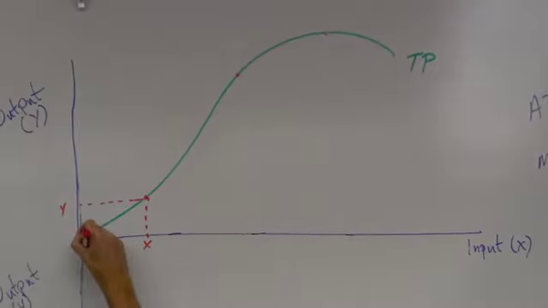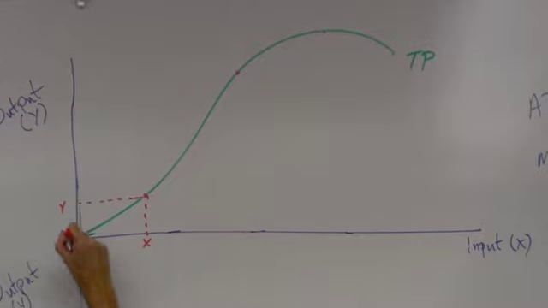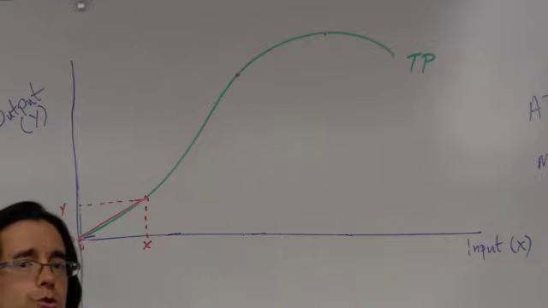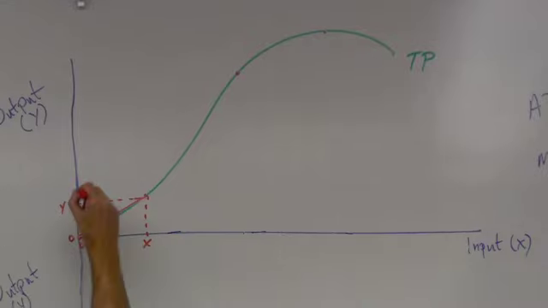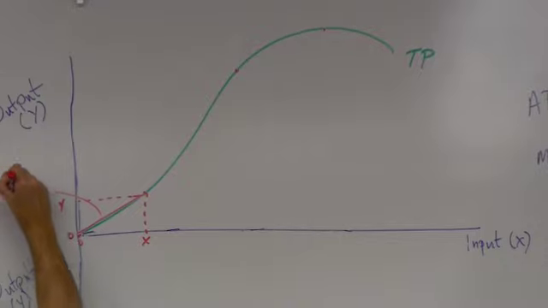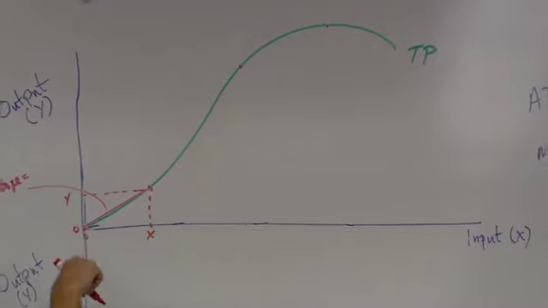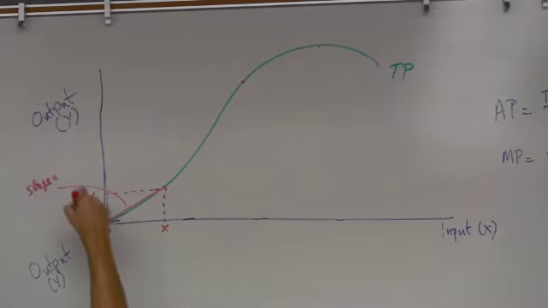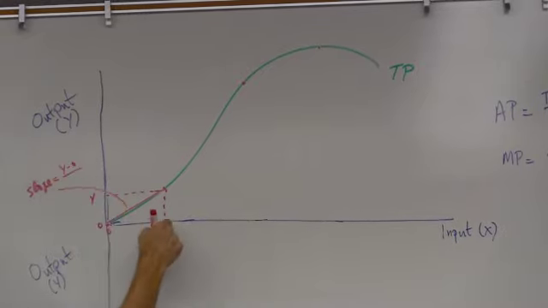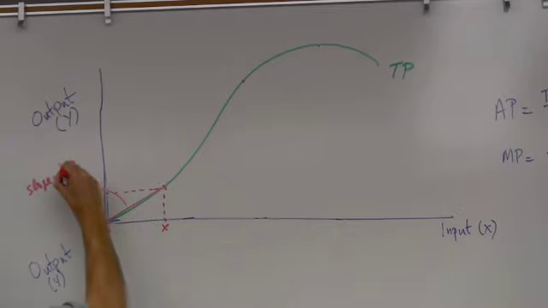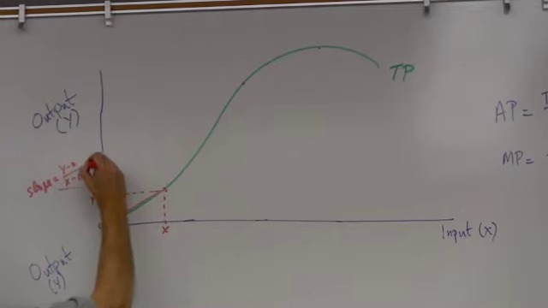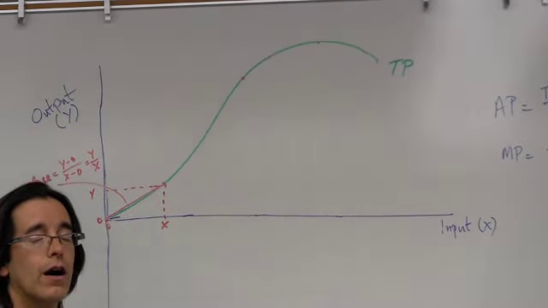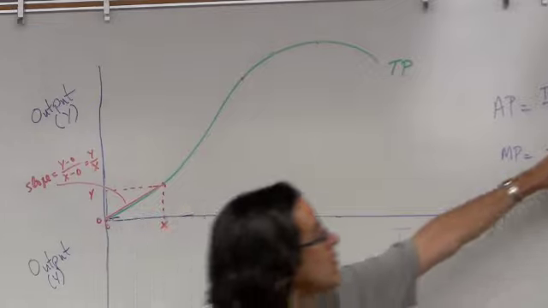So for this level of input, on this particular point on the graph, what's the average product? Well, all we would have to do is, because this is the origin, 0 and 0, if we drew a line from the origin to that point on the graph, the slope of that line would be the change in y, which is y minus 0, over the change in x, which is x minus 0, and it would simply be y over x, which is our marginal product, I mean our average product, right there.